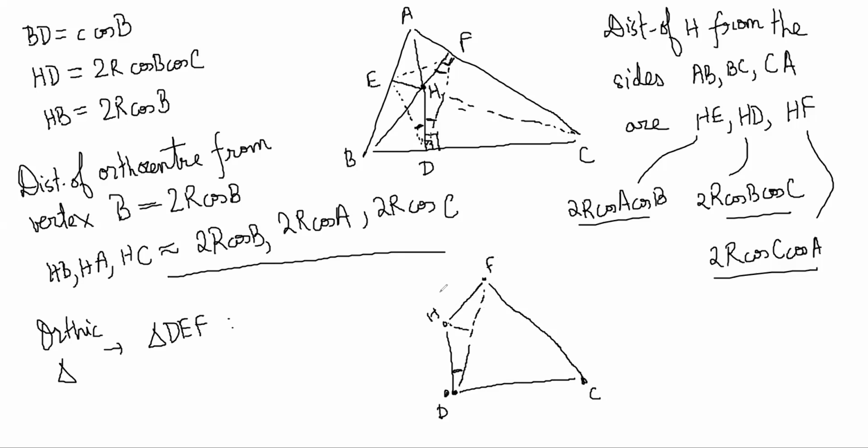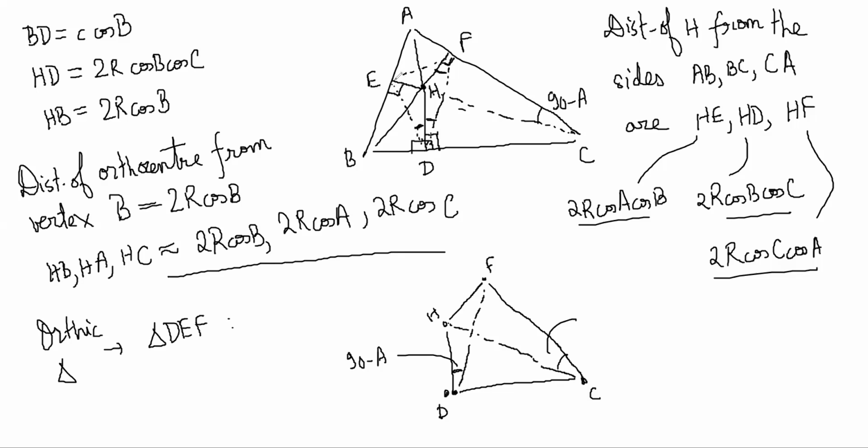Like this angle, right? So this angle we had already found from previous discussion, 90 minus A, right? So this angle must be 90 minus A, correct? Similarly, quadrilateral HEBD is also cyclic because this is 90 and this is 90.